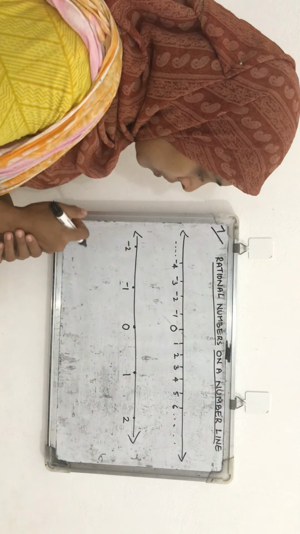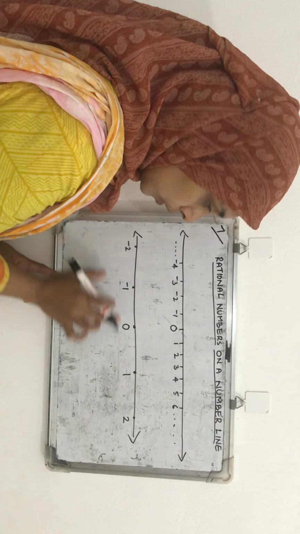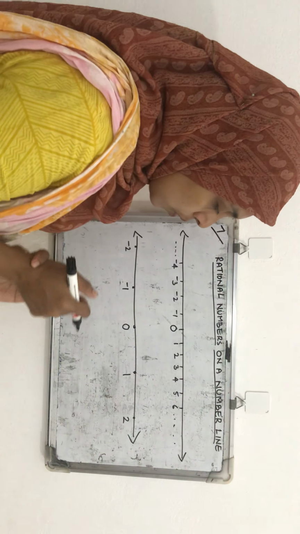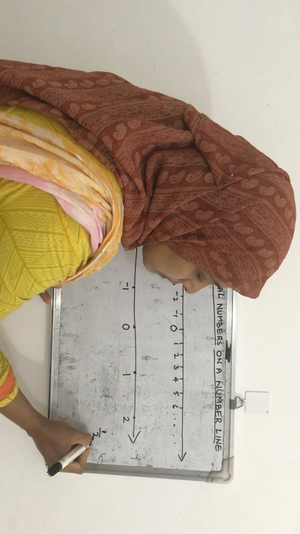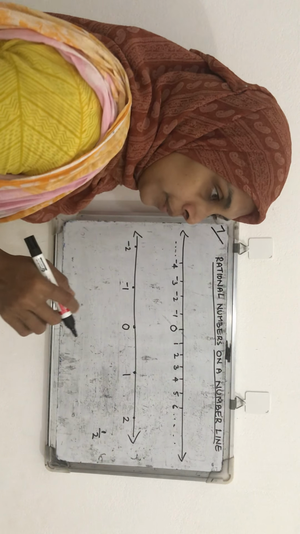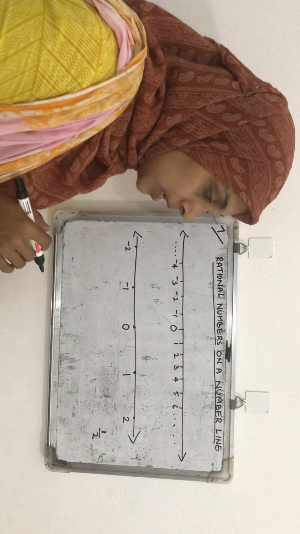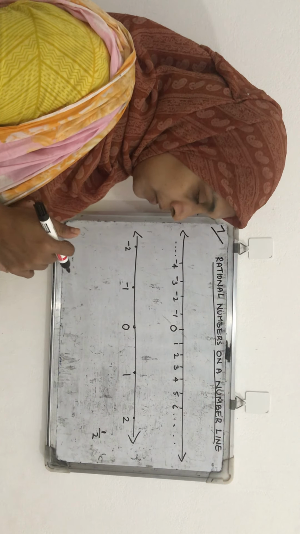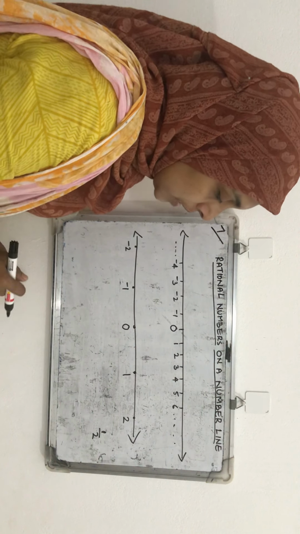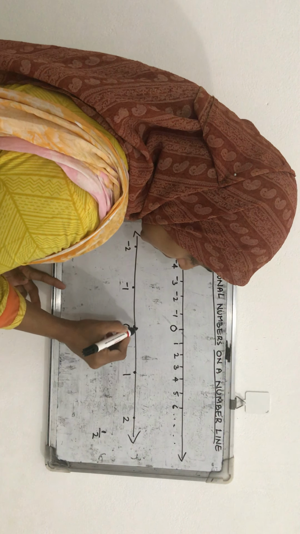Now I draw another number line and mark the 0. This is also an integer number line. In the same number line we can represent any rational number. One rational number we can take is half. Half is a rational number because it is in the form p by q. Half lies in between which integers? All of you know that it lies in between 0 and 1.